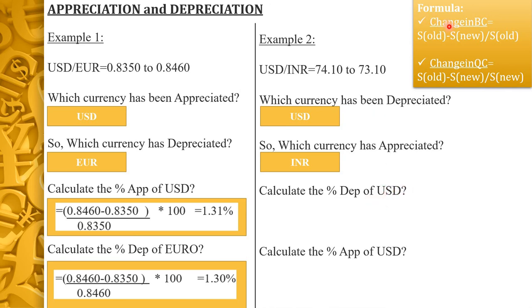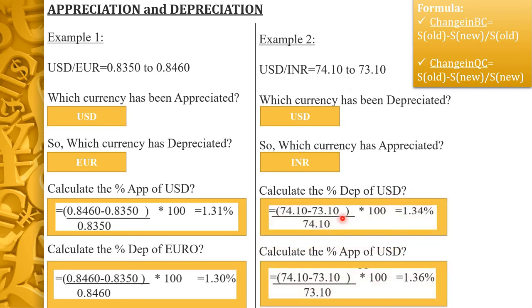You can use this formula, or you can use the logic of base effect, by which the denominator would be the greater of these two numbers, which is 74.10, so that it satisfies the condition of depreciation always being lower than appreciation. You can see how the denominator of depreciation is the greater of these two numbers, and the denominator of appreciation is the lower of these two numbers.